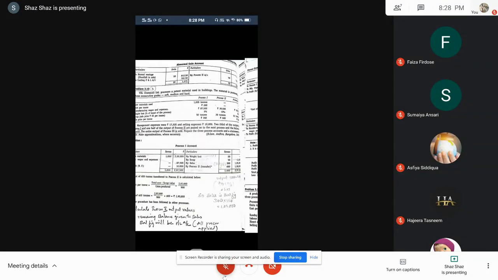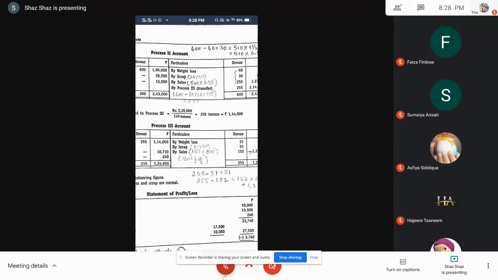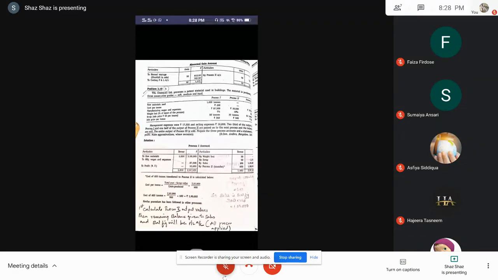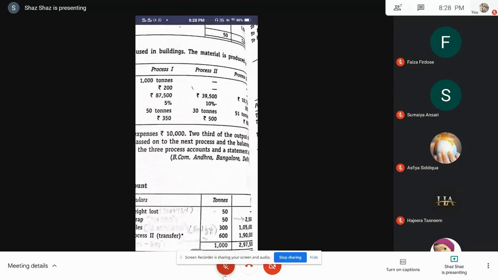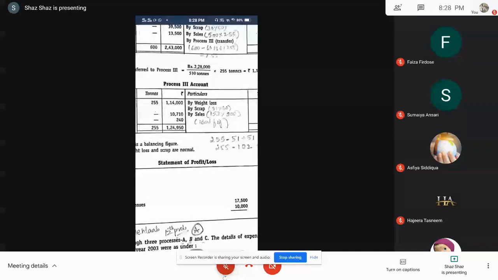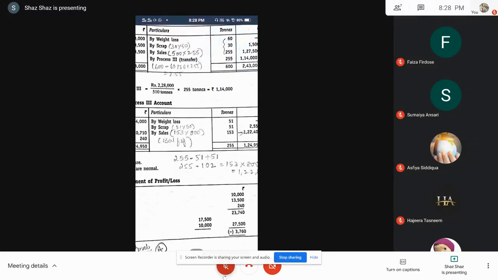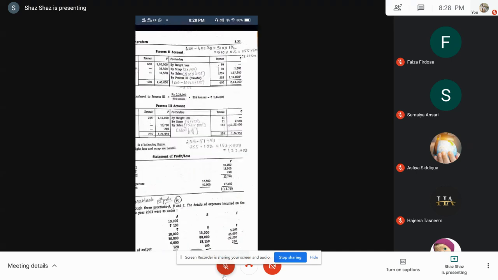It is directly sold. So what are we supposed to do when it is sold? Just take the scrap value. What is the scrap value given there? Scrap is 800 here. No, it is 51 tons. 51 into 50. This 50, if you multiply, you will be getting scrap. Write 51 tons in scrap; 51 into 50, if you multiply, you will get 2,550.